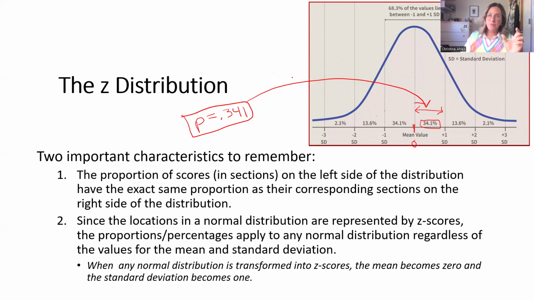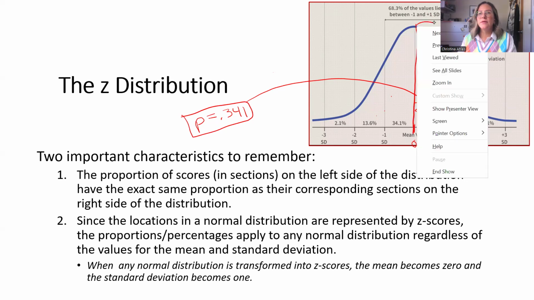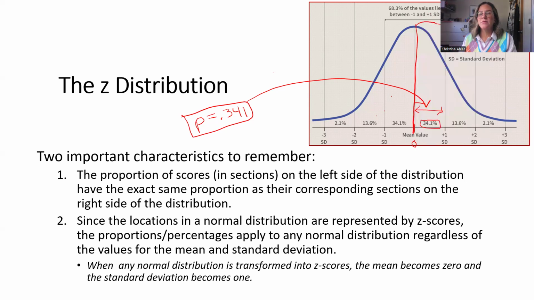So every proportion in those sections is exactly the same on the left-hand side as it is on the right-hand side, on the corresponding sections. If I was to take this distribution and split it right down the middle, all of this proportion, this entire side, or percentage of this side, is 50%.